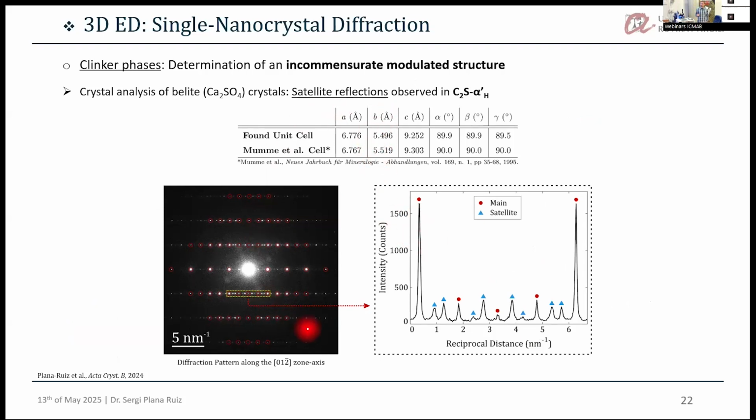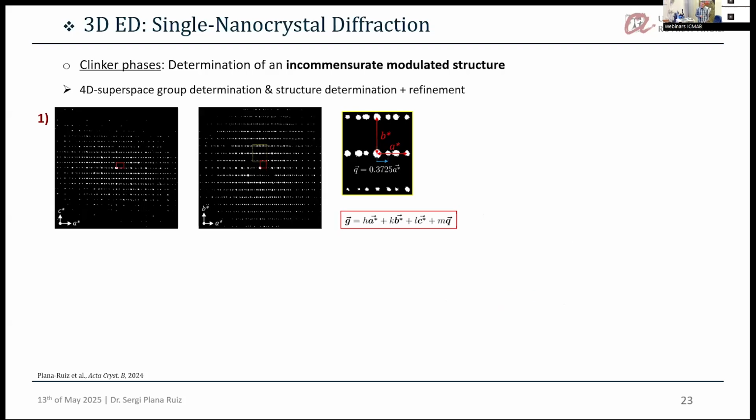So we could determine the average unit cell parameters that was fitting nicely to the literature. But if we looked closely, you could see that this was a main reflection, but there were some satellite reflections that were positioned at an incommensurate distance with respect to the main reflections. So with this, you could as well solve incommensurate modulated structures.